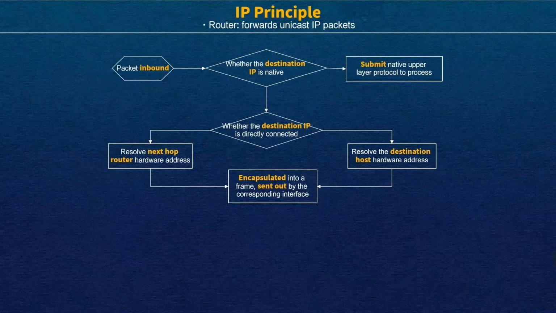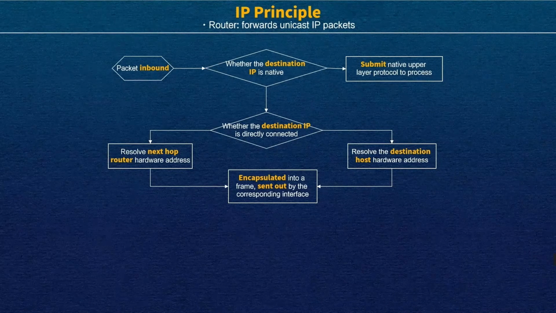So when the router receives the packet, how to define which header I have to delete? The first one we have to check is whether the destination IP is native. What does it mean that the destination IP is native? If the destination IP of the packet I receive is the IP address of the router interface, that means this packet is given directly to the router.